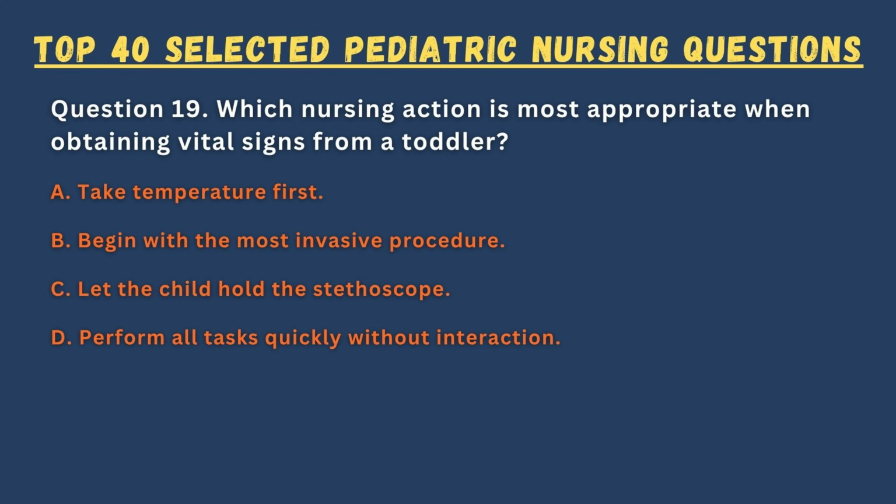Question 19. Which nursing action is most appropriate when obtaining vital signs from a toddler? A. Take temperature first. B. Begin with the most invasive procedure. C. Let the child hold the stethoscope. D. Perform all tasks quickly without interaction.